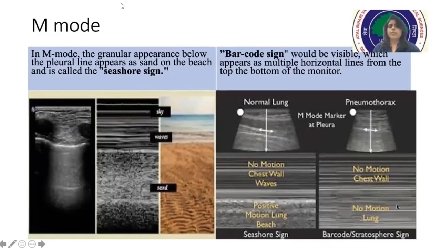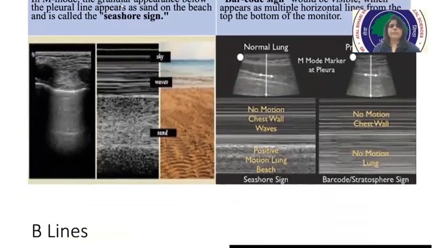However, in case of pneumothorax, there will be no mixed granular echogenicity. Both the lines will be seen almost the same, horizontal multiple lines, which resemble a barcode, and it is known as barcode sign.